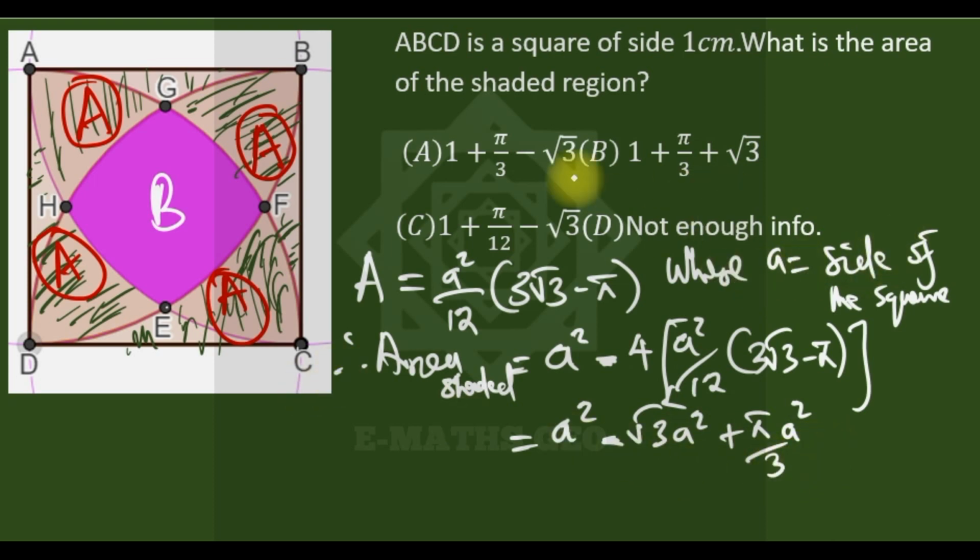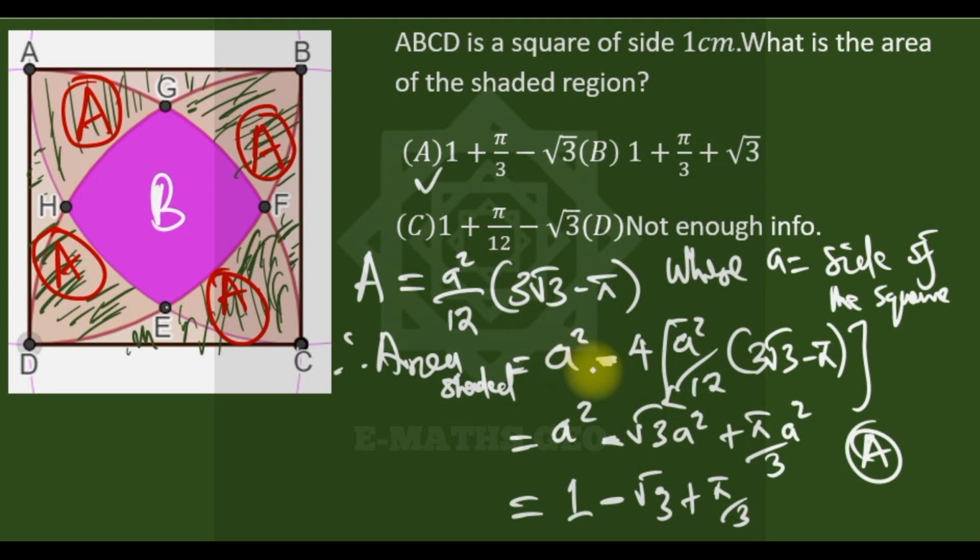And they told us the side of this square is 1. Our area is now 1 minus root 3 plus pi over 3. So which is option A? So that's the answer. Option A. So let me now prove how I got this formula, because that's the major thing here. Once we know it, we've understood how I solved this. So let's move to the next diagram.